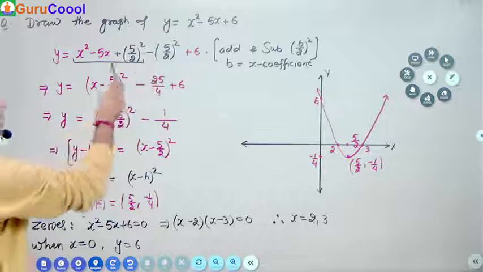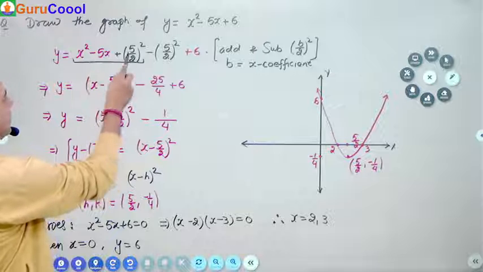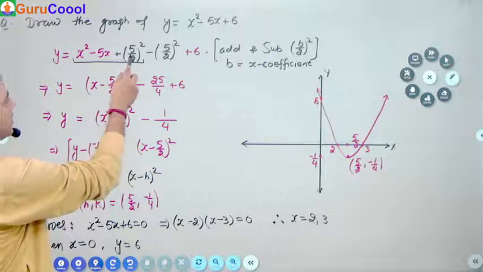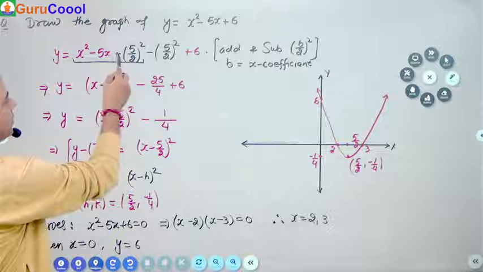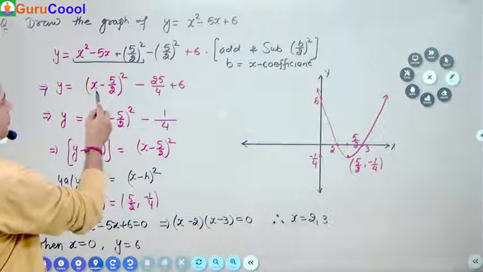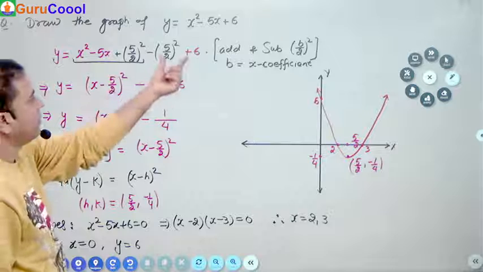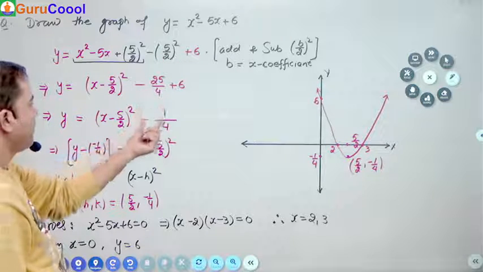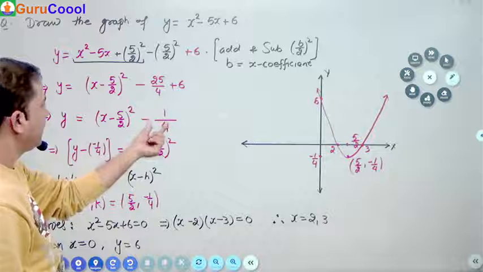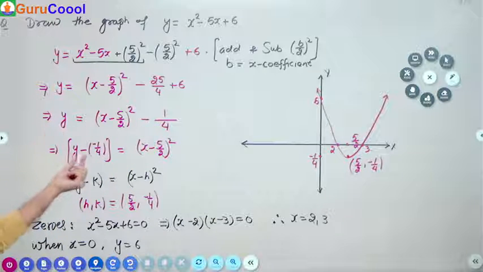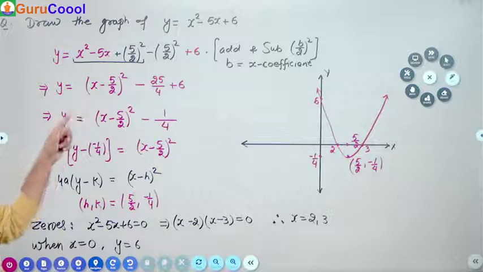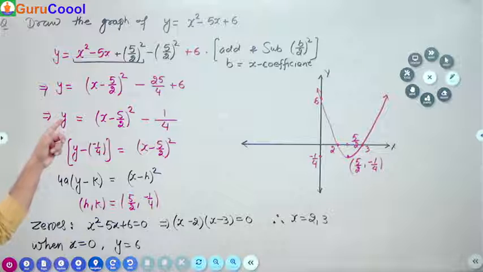Once you add and subtract, you will notice that the first three terms, including this positive value, make a perfect square. (x minus 5 by 2) whole square, it's (a minus b) whole square. Now simplify the remaining two terms. It's minus 1 by 4. Take it to the left side. Since it's a negative value on the right side, on the left side it will become positive.